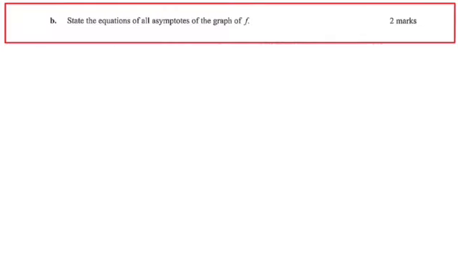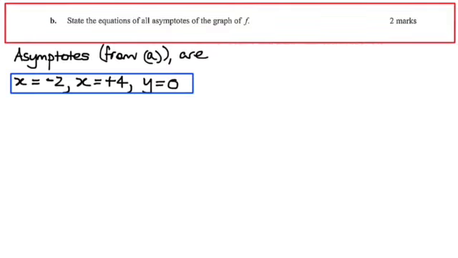Alright, so part B. State the equation of all asymptotes of the graph. Yes, that's 2 marks. Well, that's more like it, but it's also very easy. The asymptotes are going to be where x is minus 2, x is plus 4, and of course don't forget the x-axis, which is where y equals 0. They are the equations. Nice, easy marks, hey.